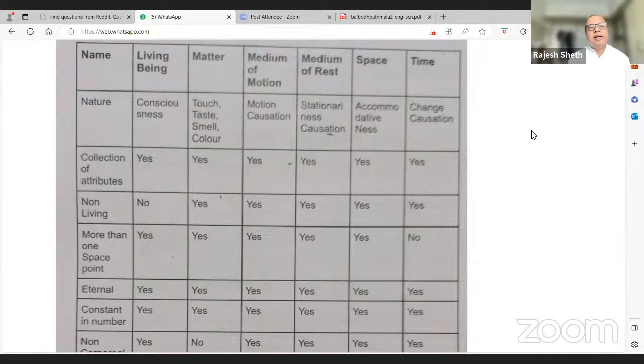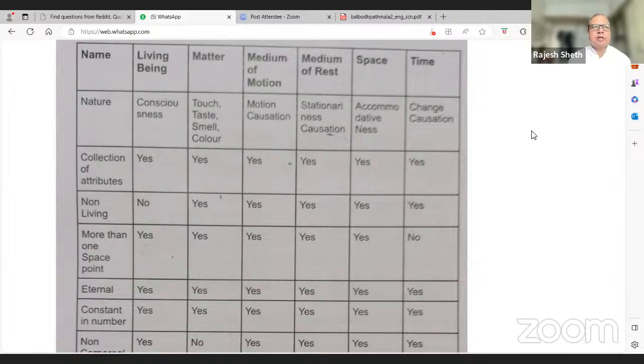Now moving on to the next point of comparison, collection of attributes. Okay. So Gia, you tell me. You explain this collection of attributes. I had a doubt in that only. I'm not sure what it means. Pardon? What is collection of attributes? I was not sure what collection means. It means a group of attributes, you know.